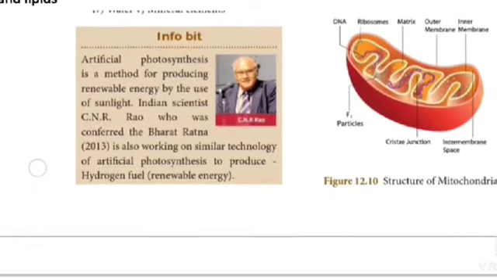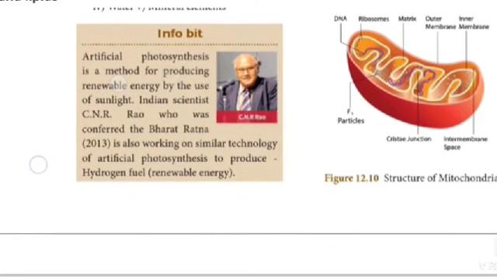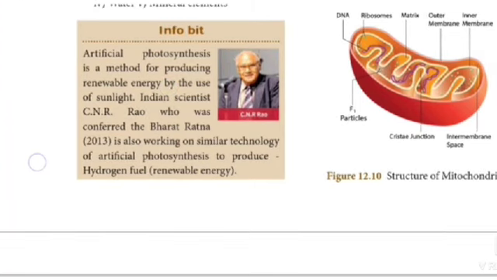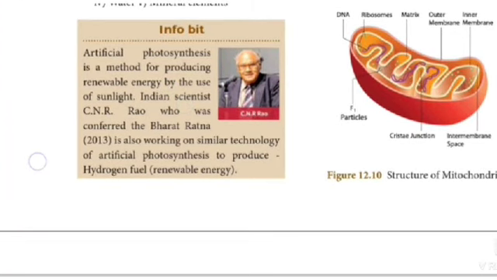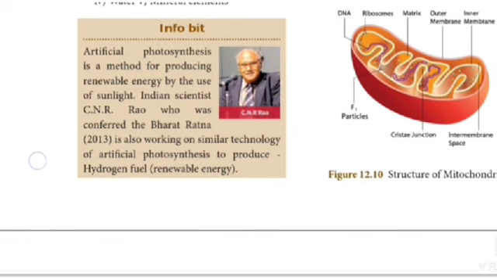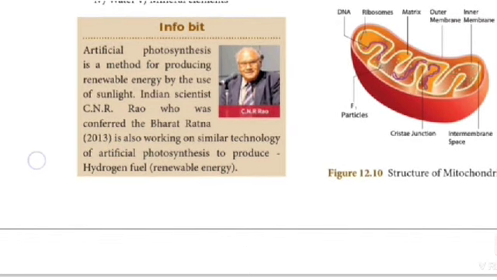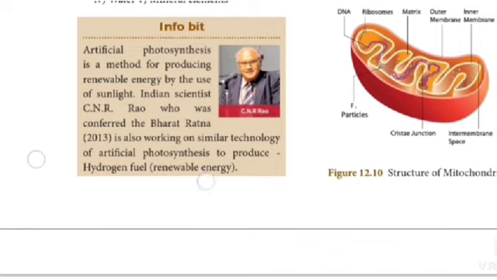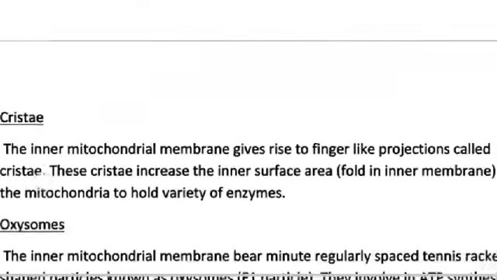Artificial photosynthesis is a method of producing renewable energy by the use of sunlight. Indian scientist C.N. Rao, who was conferred the Bharat Ratna in 2013, is also working on a similar technology of artificial photosynthesis to produce hydrogen fuel, a renewable energy source.